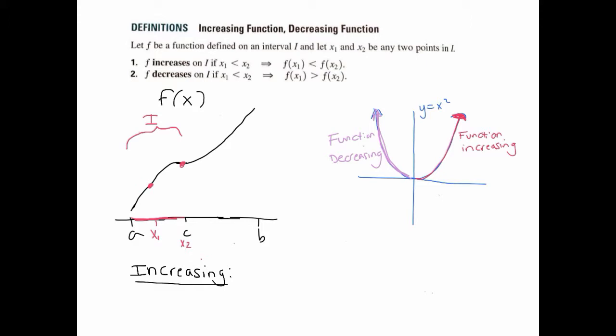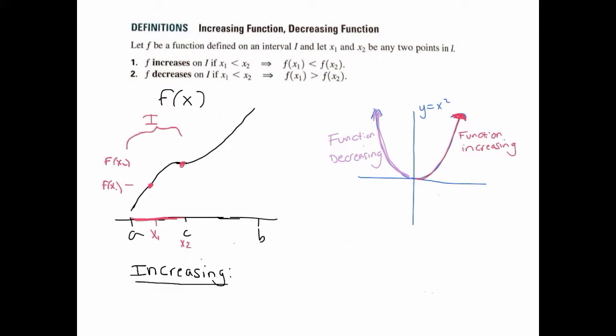Well, we can see that x1 is less than x2. And does that imply that f of x1 is less than f of x2? Well, this would be f of x1, and this would be f of x2. So, is it true that f of x1 is less than f of x2? That is true. So that means that this point c belongs on our increasing interval. So I'm going to put a hard bracket there.